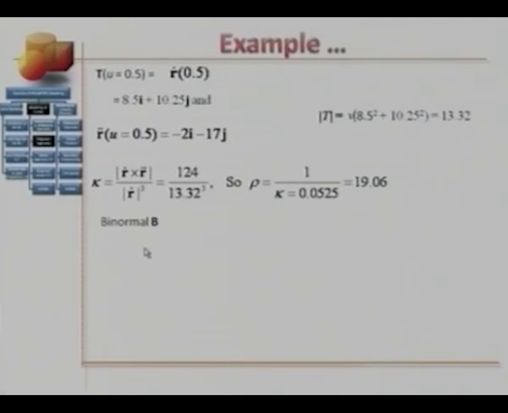Now for the binormal b. The binormal b is given by r dot crossed with r double dot over the modulus, or the absolute value, of the numerator. Recall from the previous lecture that we had expressed b in terms of the derivative of r with respect to s, the arc length parameter or the natural parameter. Let me explain this to you on the board.